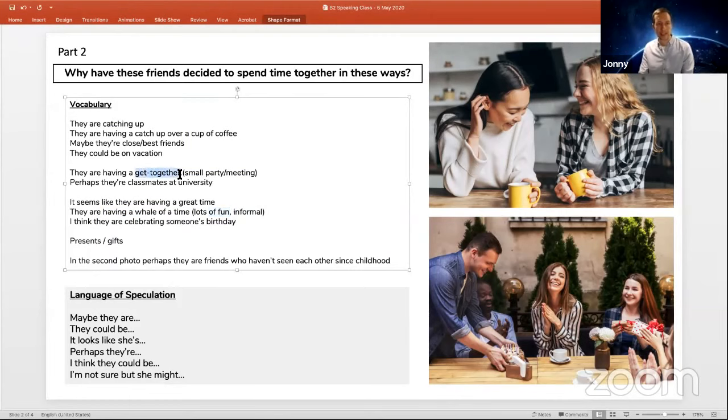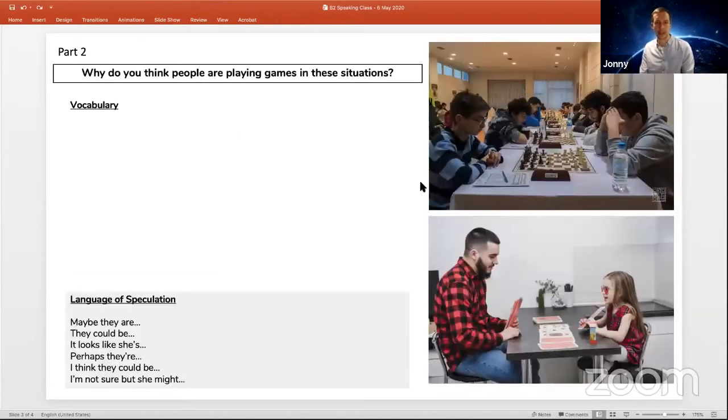They could be having a get together. I think they probably are. Perhaps they're classmates at university. This is good. They could be on vacation. And this is a good expression as well. They are catching up, or they're having a catch up. Yeah, maybe they wanted to share some news or some gossip or something. And in the second picture, they are celebrating. Okay, good. Right, let's go to the second set of pictures.